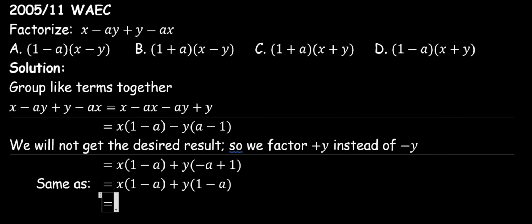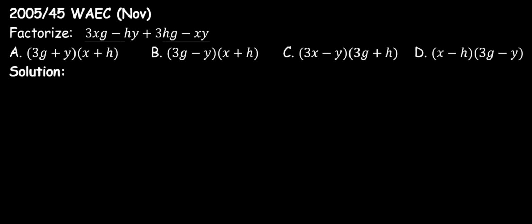We can now factor out x plus y, bracket open and close, into 1 minus a bracket close. We've gotten our desired result. Another example. Factorize 3xg minus hy plus 3hg minus xy. The options are given. Solution.